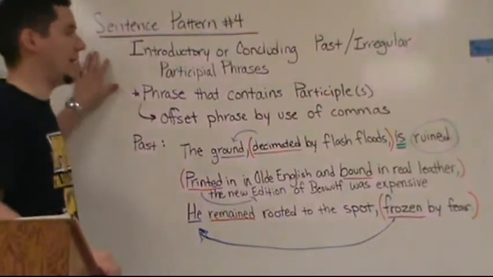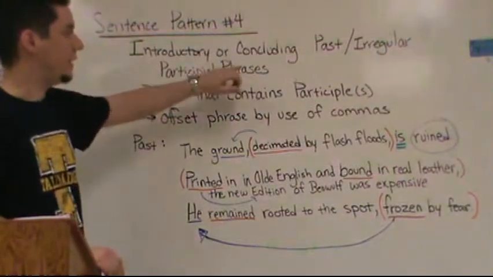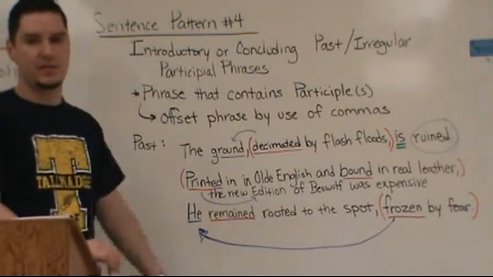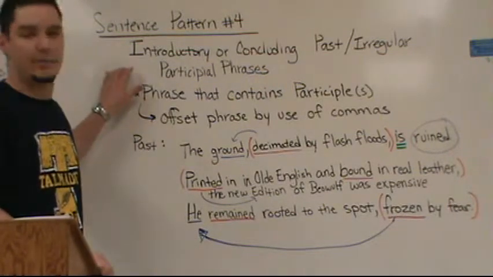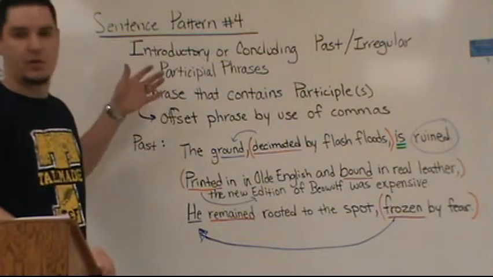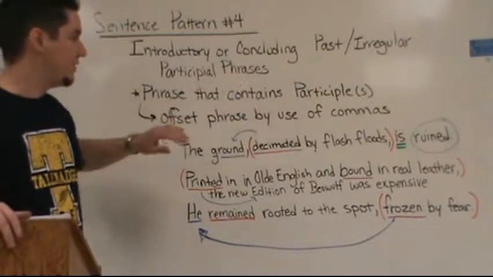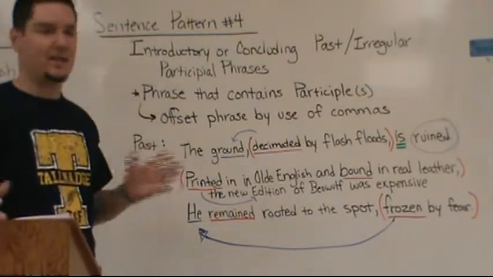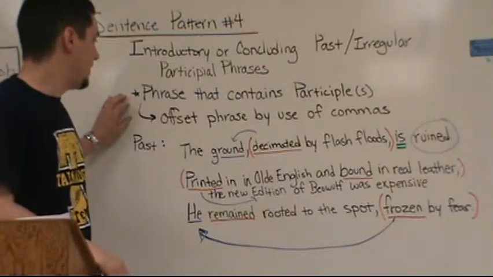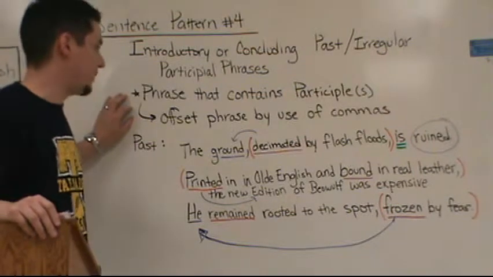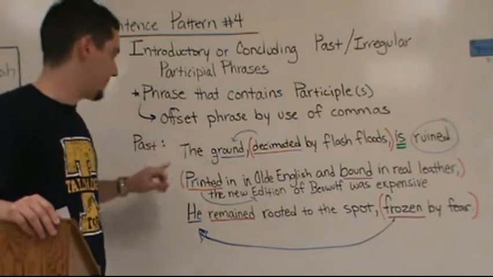Okay, now we're finally on to sentence pattern number 4, our last one that we have to learn. For this sentence pattern, we're looking at introductory or concluding past or irregular participial phrases. Sounds like a whole lot, but it's really not that hard. If you remember back to our last clip, we talked about what participles are. So all this is, is phrases or groups of words that do not have a subject actively performing a verb. And we're using them in the past tense with an ending in -ed or -en, and then we have some of our irregular verbs that we talked about as well. Something important to remember when you're doing your punctuation and writing: you take this phrase and offset it by using commas.